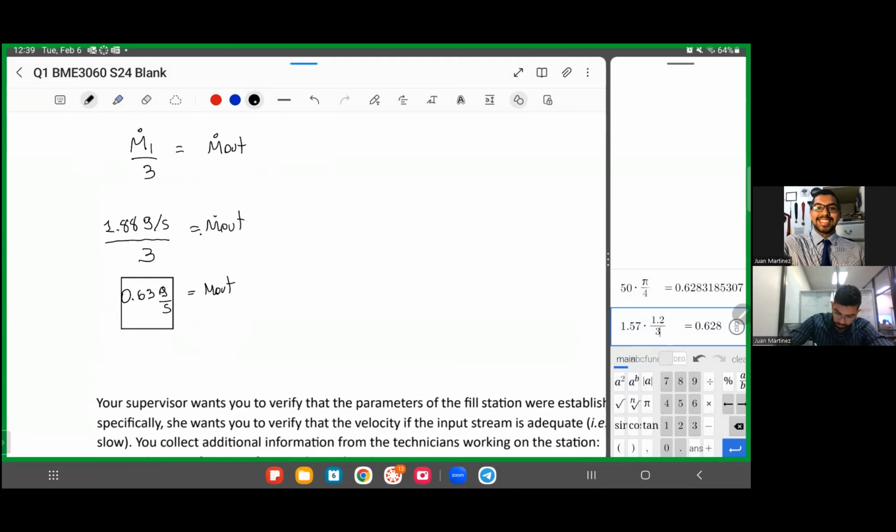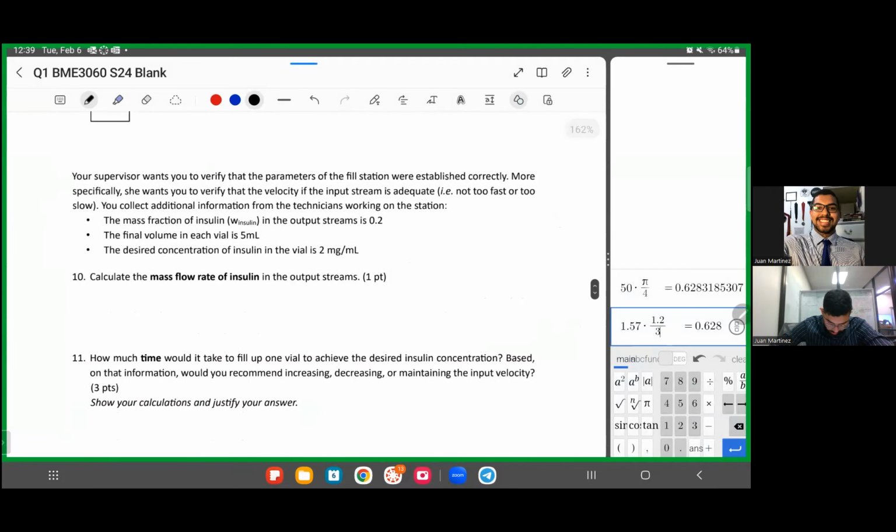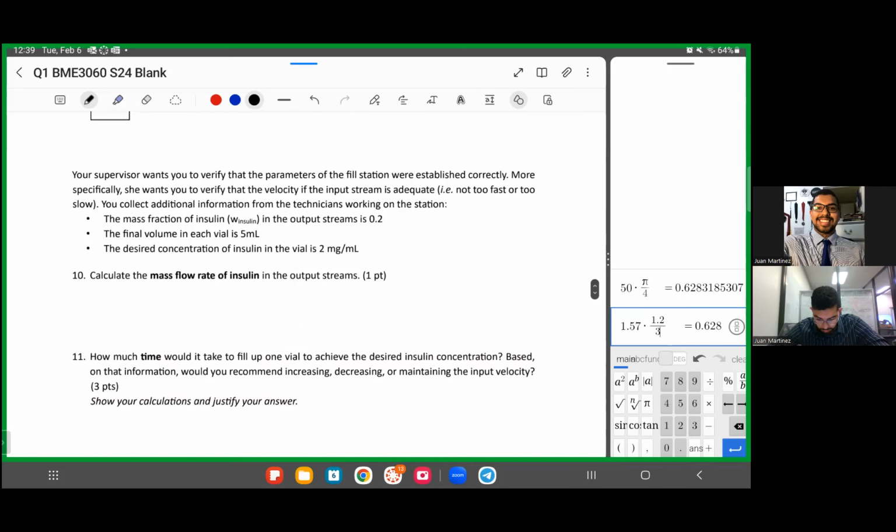Okay, moving on. We already did question 9. Let's go for question 10. So now we're in a different scenario. Your supervisor wants you to verify that the parameters of the fill station were established correctly. More specifically, she wants you to verify that the velocity of the input stream is adequate, not too fast or too slow. So we want to know if it's adequate or not. You collect additional information from the technicians working on the station.